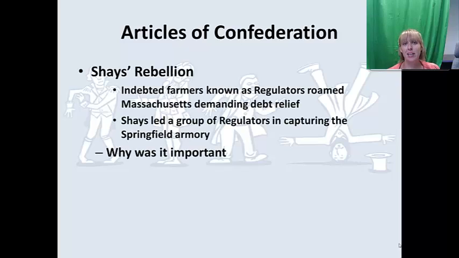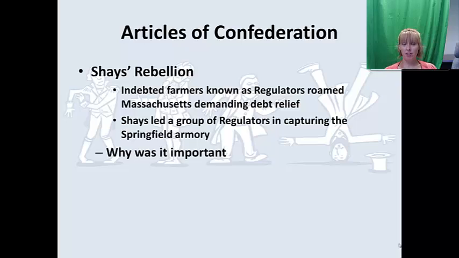Now, did they just realize this on their own? No. It was Shays' Rebellion that really brought into relief just how problematic the way the Articles were set up was. Shays' Rebellion was started by farmers who were thoroughly upset about the level of debt that they were under and the demands that the Massachusetts government was placing on them to pay this debt back.